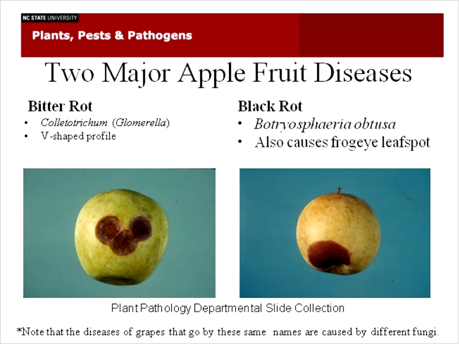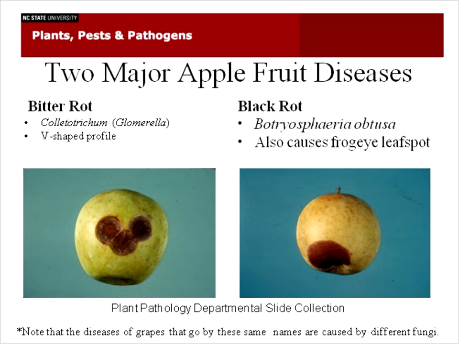Right. The two main diseases of apple in the home orchard, which may be different from the most important diseases in the commercial orchard, will be bitter rot and black rot, caused by two different fungi, Colletotrichum in the one case and Botryosphaeria in the other.